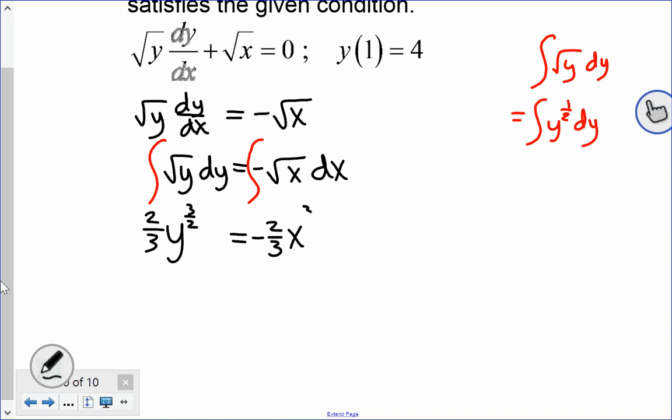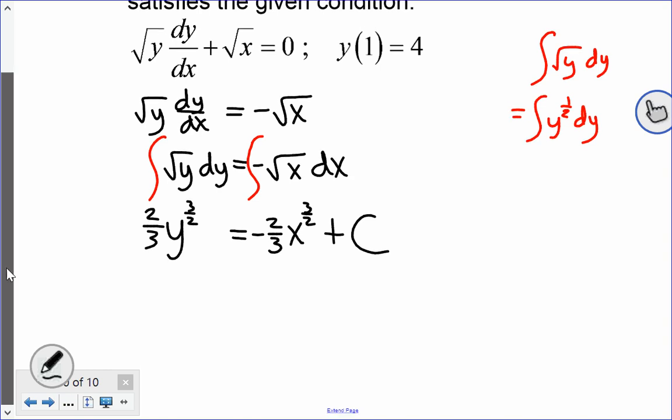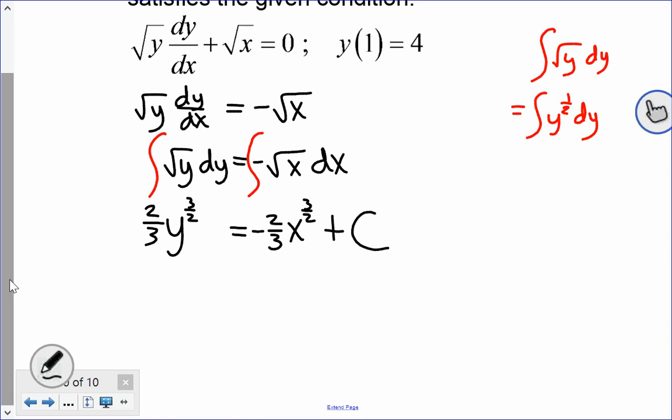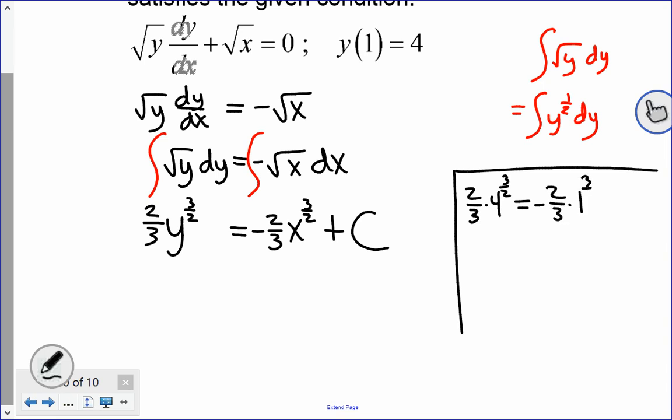Then remember, go ahead and plug in now in order to get your c. So let's go over here to the side. y of 1 is 4, so that means instead of y, we're going to put 4. And instead of x, we're going to put 1. And all of that is in order to find c. So on the left, we have 2/3 times, remember, when we do our exponents, we do square root of 4, which is 2. 2 cubed is 8. And then 1 to the anything is 1. So this just becomes negative 2/3 plus c.